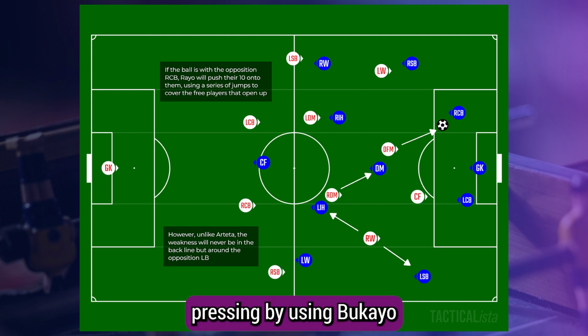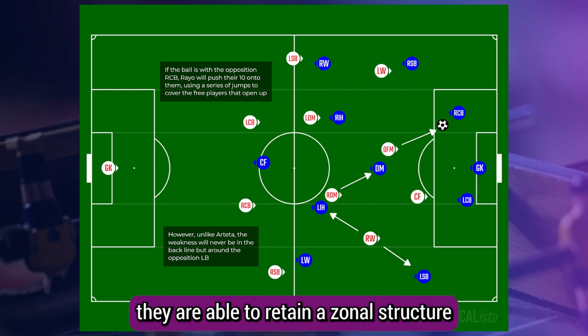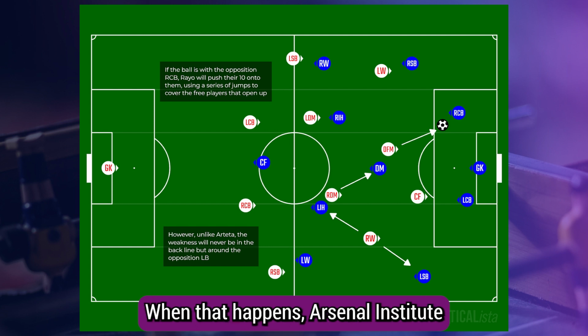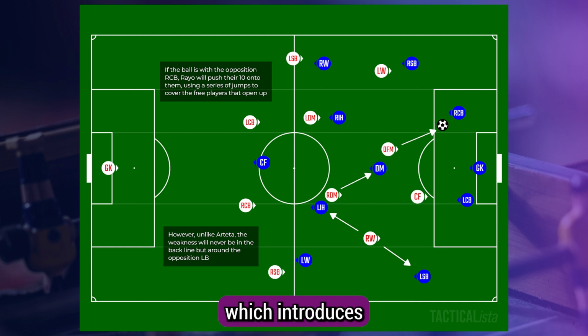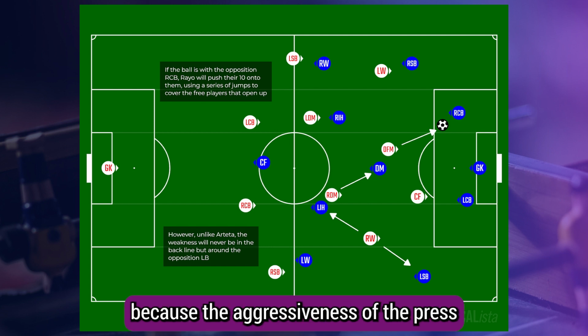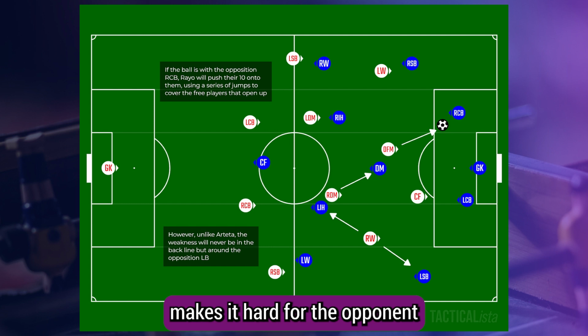By using Bukayo Saka as a hybrid player, they are able to retain a zonal structure which can then shift quickly into a player-oriented structure. When that happens, Arsenal institute a series of jumps which introduces a vertical weakness, with the idea being that the gamble is worth it, because the aggressiveness of the press makes it hard for the opponent to exploit that weakness.